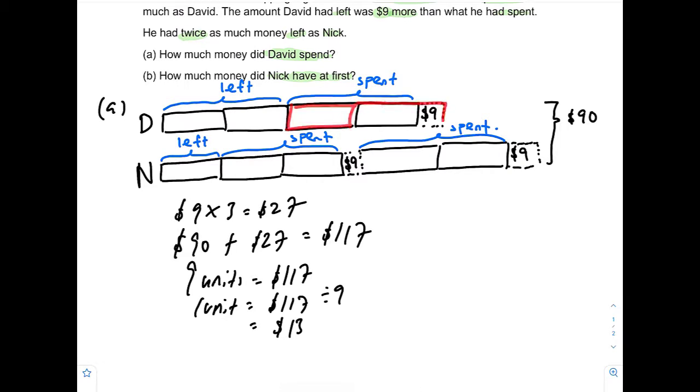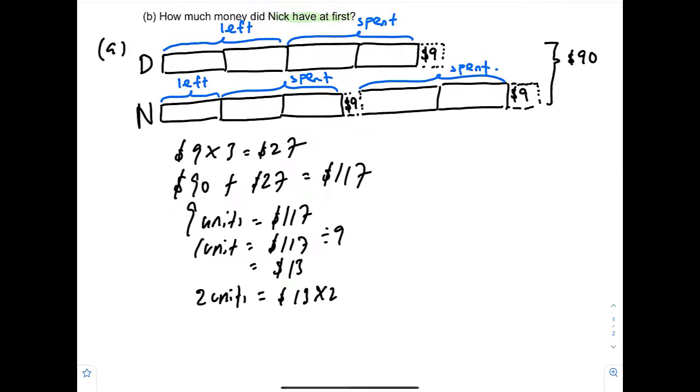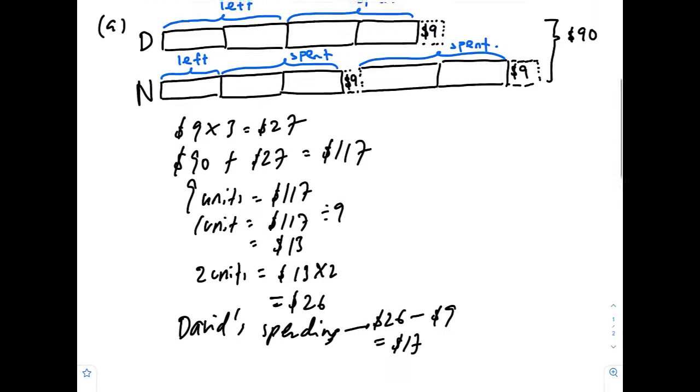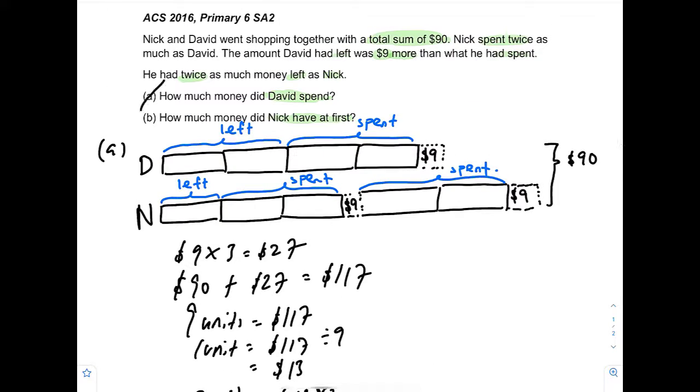For the second box, be careful, you need to subtract 9 from it. So we can find 2 units and then minus 9 away from that 2 units. 13 times 2, 26. And for David's spending, it will be 26 minus away $9, $17. That's the answer for the very first question.